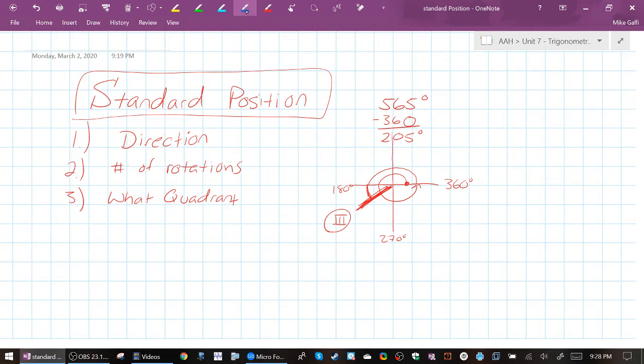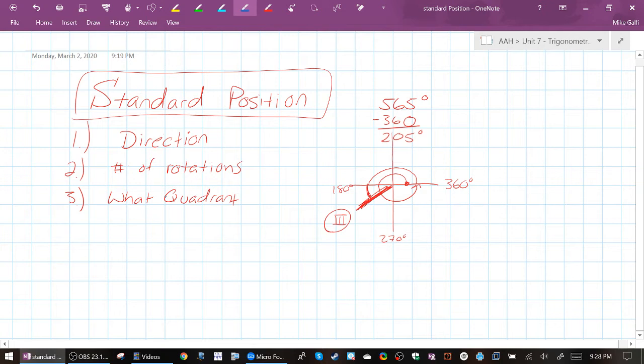And then I'm done with the standard position, because if we take a look at it, we've got our three things. First of all, we have direction, so I can see that we started and we moved up in a counterclockwise rotation. Number of rotations, it looks like one full rotation right here, and then a little bit more. And then it shows that I end in quadrant 3.